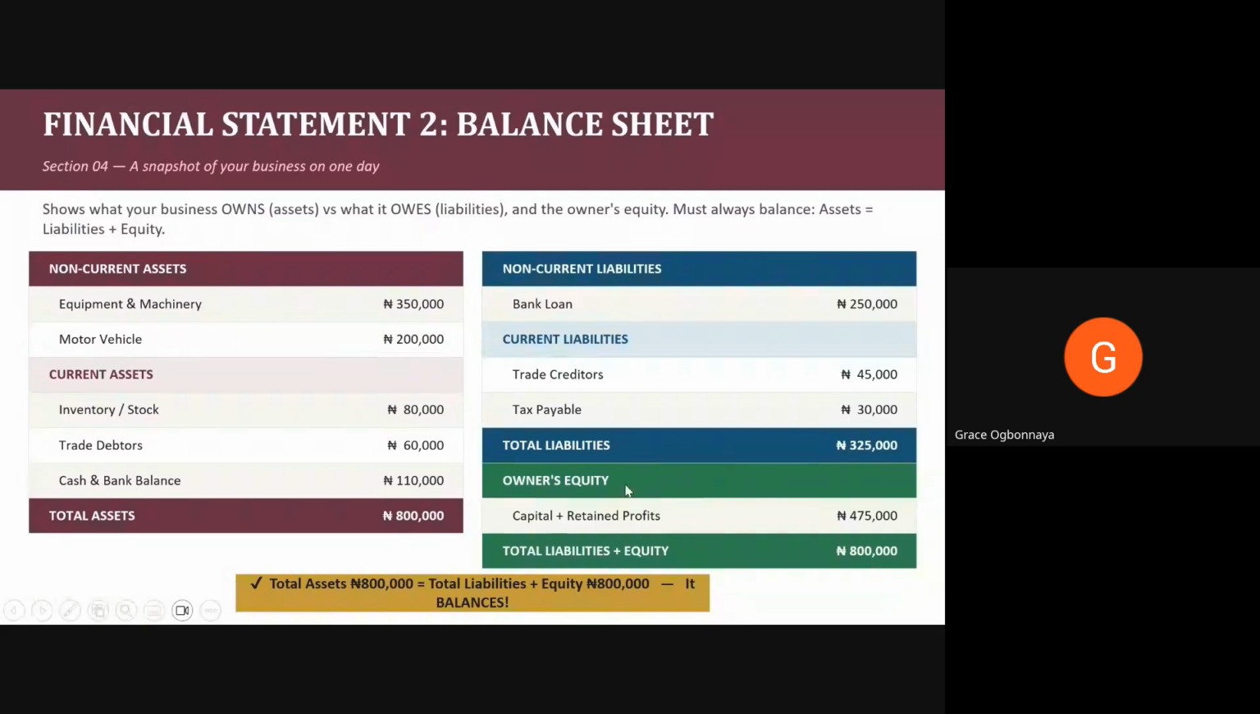So owner's equity is basically capital that the owner has contributed. And if there is any profit you made in the previous year that is coming to the following year, that's retained profit, then you add it, then you get your total liabilities plus equity. You can see that 475,000 naira is the equity, 325,000 naira is the liability. When you add it, you get 800k. Look at the asset side. You can see that all the assets, the equipment, the motor, the inventory, the debtors, and the cash is 800k. It shows that it balances. That means this company is good to go.